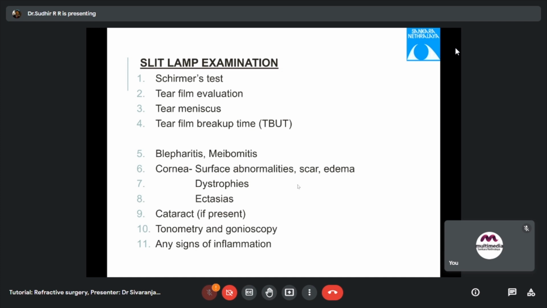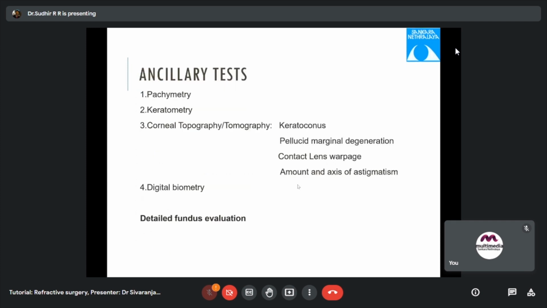So we will make sure the lens is absolutely clear. Then we also need to look at whether the lens is inducing myopia or astigmatism. There's lens induced astigmatism because there may be zonular disturbance or something. So that also you need to keep in mind. Others are simple.